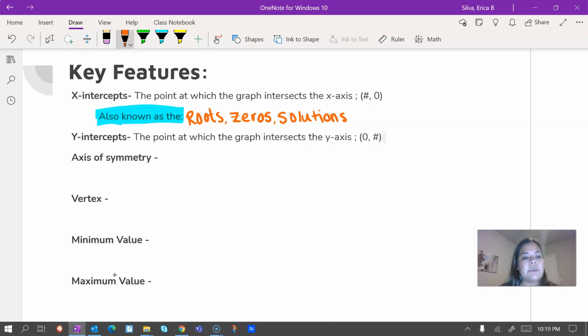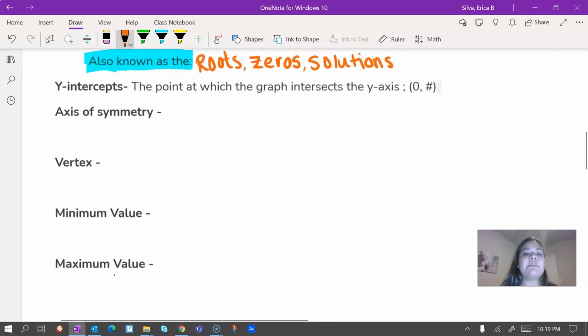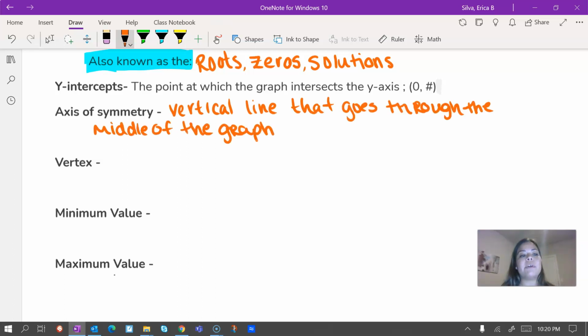All right, so let's go ahead and look at the axis of symmetry. My axis of symmetry is a vertical line that goes through the middle of the graph. It goes through the middle because both sides are symmetric to each other around that line. That axis of symmetry is going to go through your vertex. Your vertex is either the highest or the lowest point of the graph.